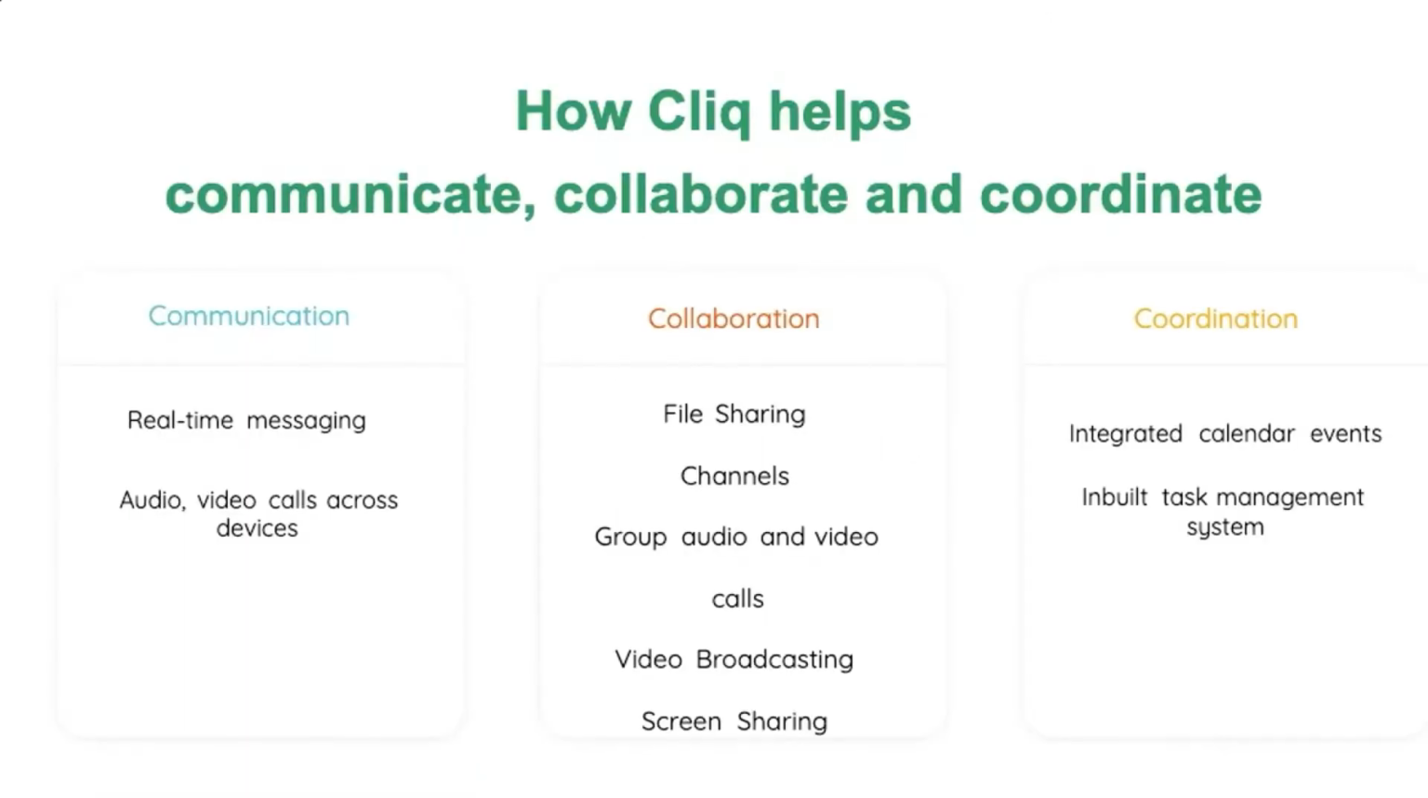So Zoho Cliq is a team communication software that is built exclusively for your internal communications. Cliq not only facilitates internal communication, but also helps you collaborate and coordinate effectively. So if you see here, with communication, you have direct messaging, you have audio video calls to make sure you stay in touch with your coworkers.